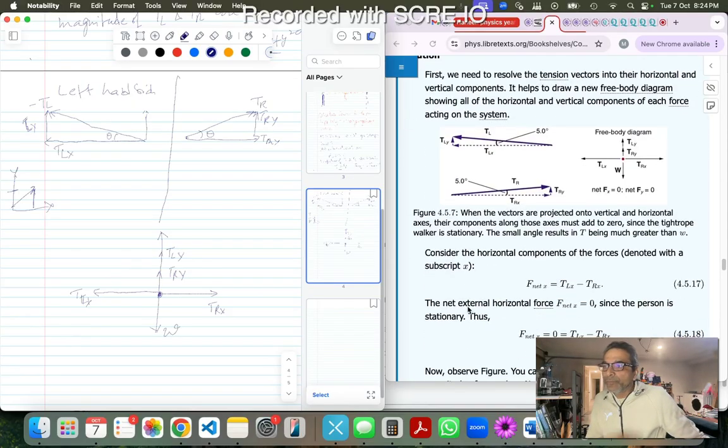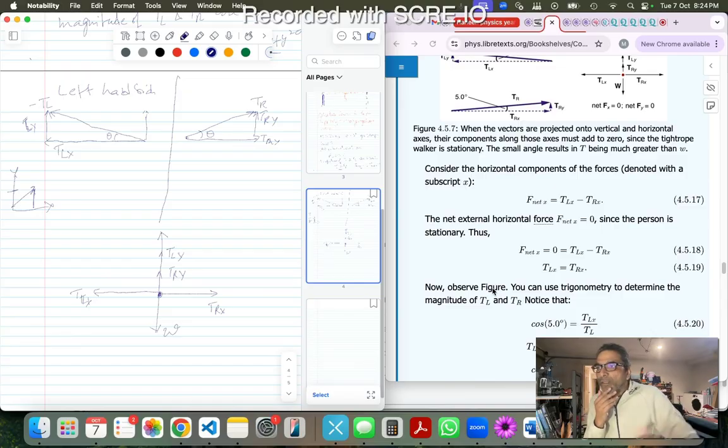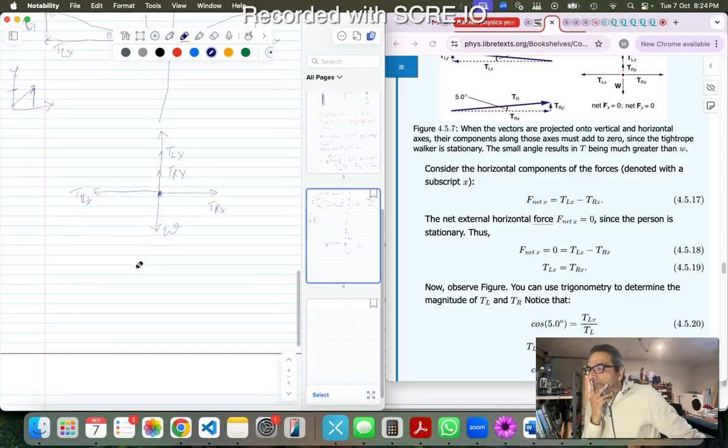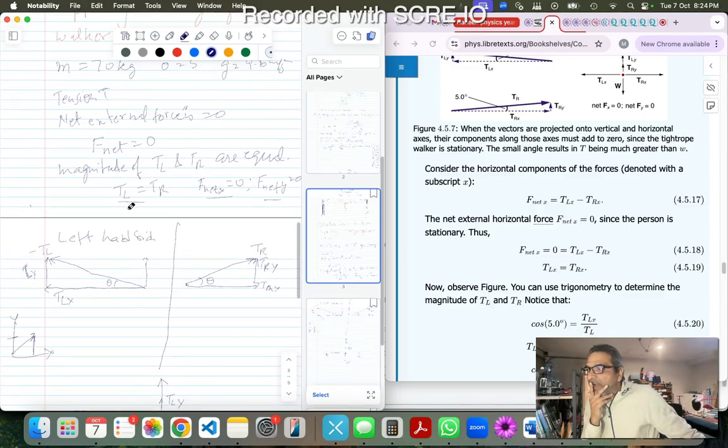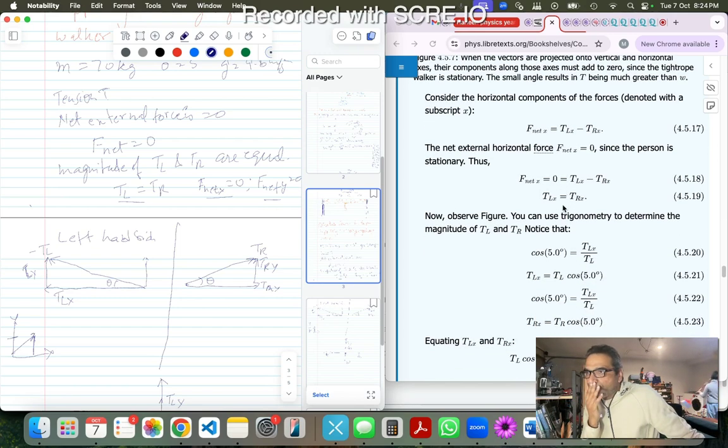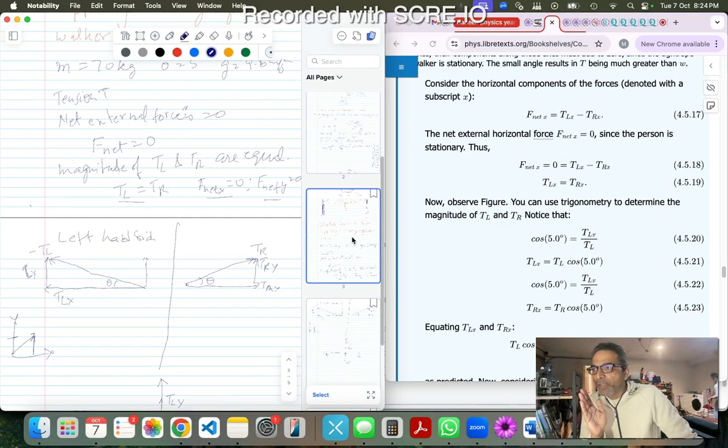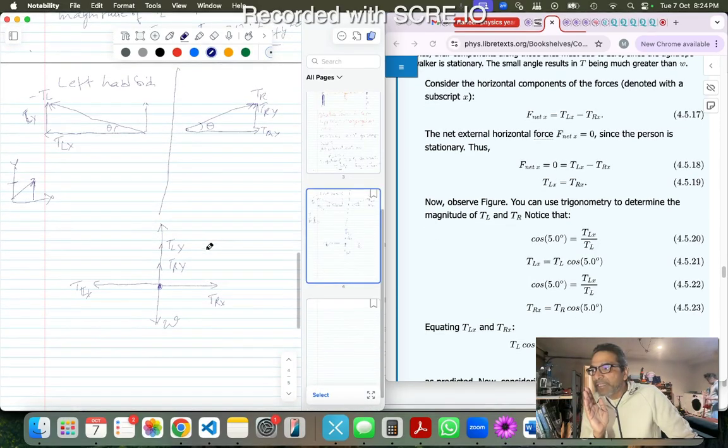Now, from here we know, there are a couple of questions that we have written. The Fnet is equal to 0 because Fnet X is 0 and Fnet Y is also 0, right? So now we have to think about a little bit of trigonometrical operations, which is used to solve for TL and TR.